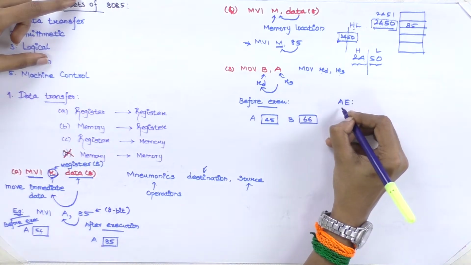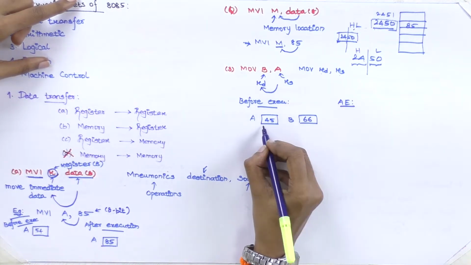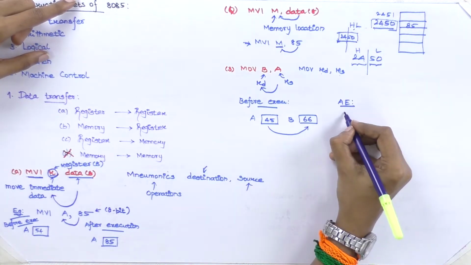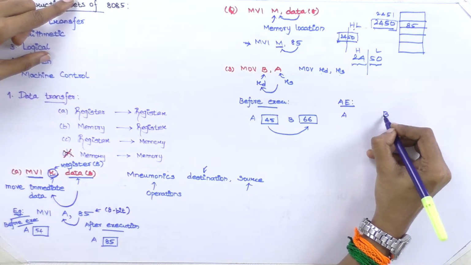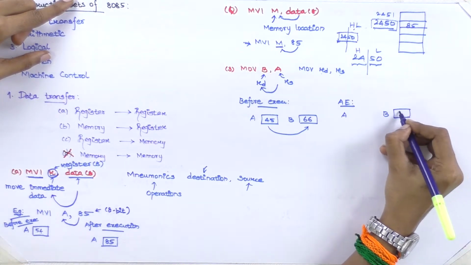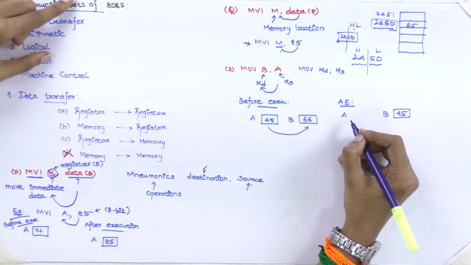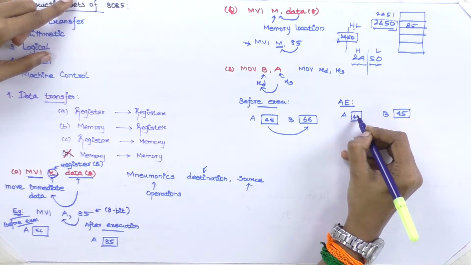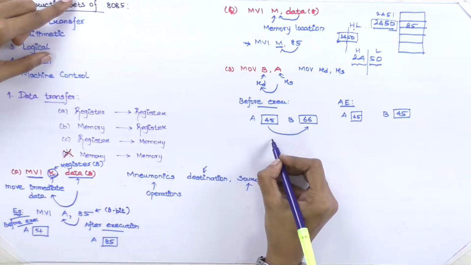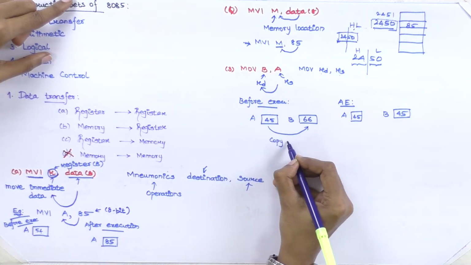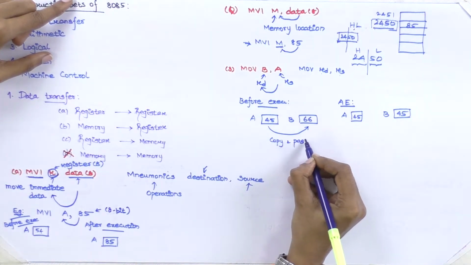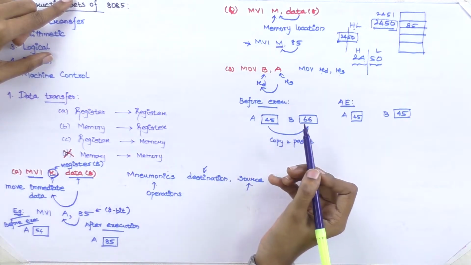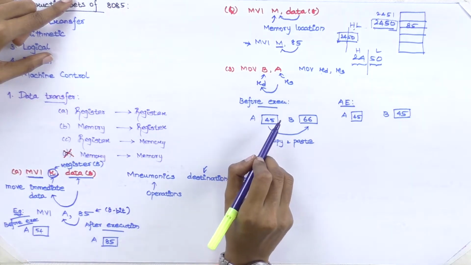After execution, the value in A register will get stored in B register. So B will now have the value of 45. What will the A register have? It will also have 45. The operation that is taking place here is just copy and paste. The value in accumulator will not get vanished. It is just copied.